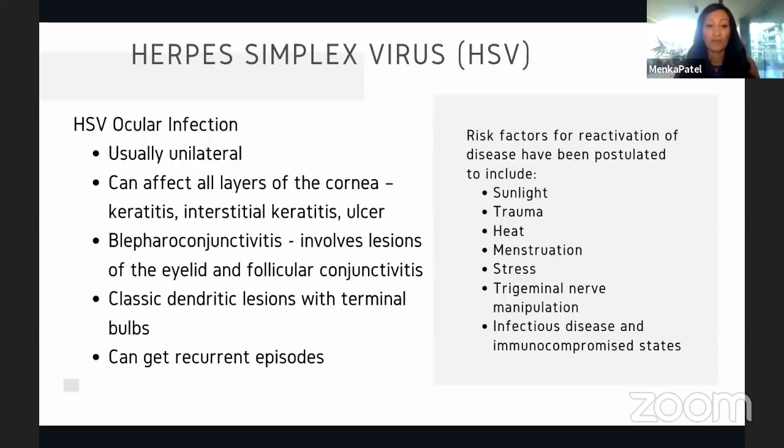You can get the blepharoconjunctivitis, which is what I was referring to. You could get this follicular reaction where the patient's just complaining about ocular irritation, the eye's red, tearing, vision may be affected, but you don't have that classic dendrite with it. Then, of course, you have the classic dendrite, and there's a difference between the dendrites that you see in patients with herpes simplex versus herpes zoster. I'm not really going to dig into that too much, but just know that there is a little bit of a difference when we take a look at it.